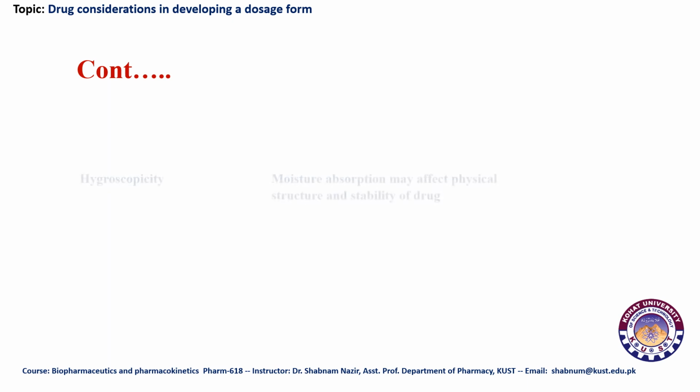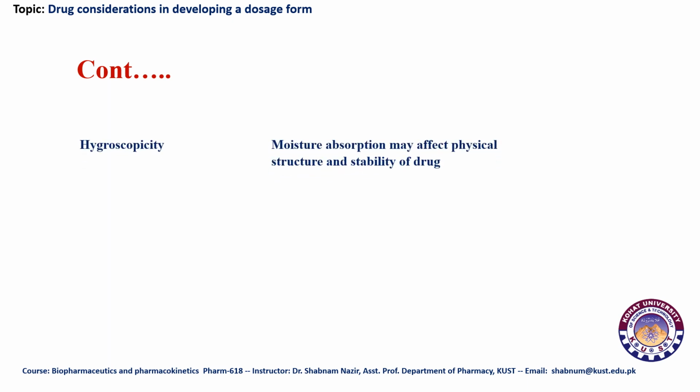Then next comes hygroscopicity. As you know, hygroscopicity is a property of a chemical substance, here the drug, referring to its ability to absorb moisture. Moisture absorption may affect the physical structure and stability of the drug. We will discuss these in detail in the next lecture, but here I am mentioning the various physicochemical properties and their main impact one by one. Hygroscopicity would mainly impact, after moisture absorption, the physical structure, like the crystalline structure might change, and that could also lead to a change in the stability of the drug.